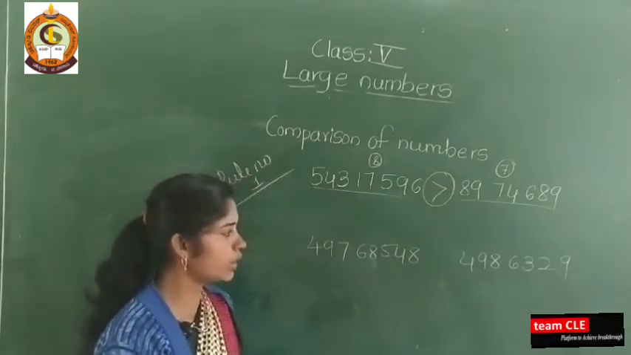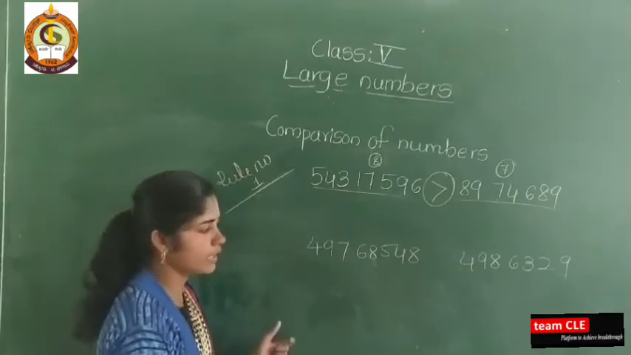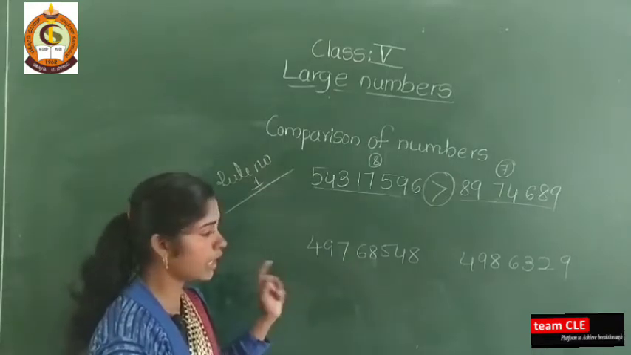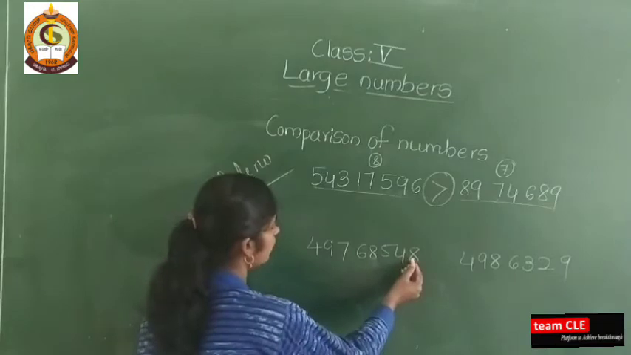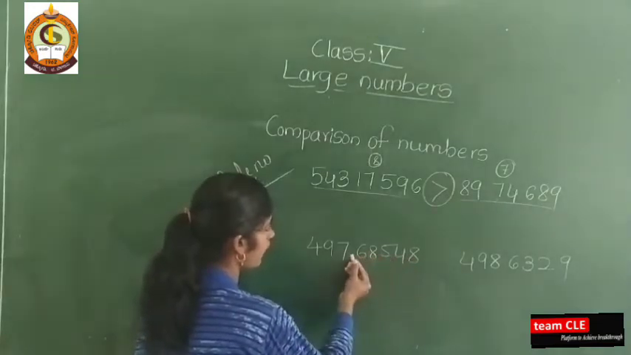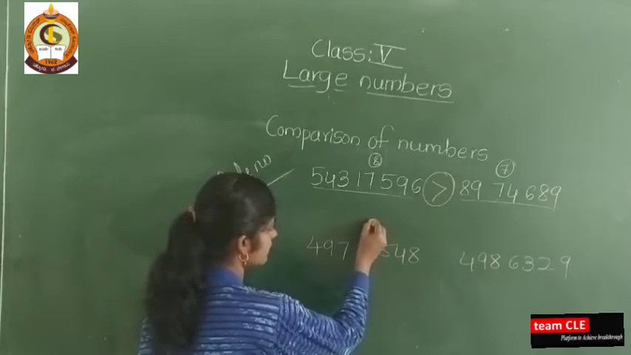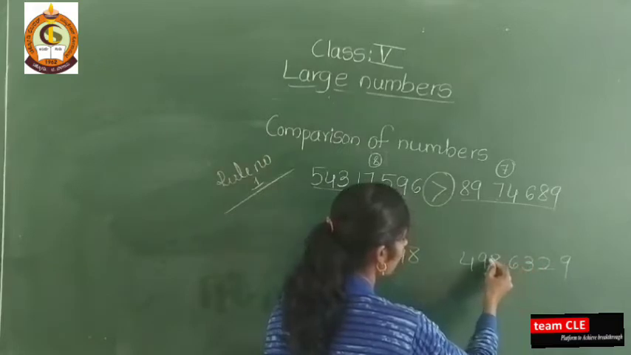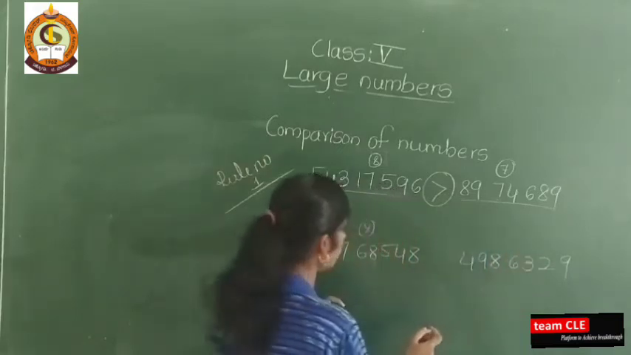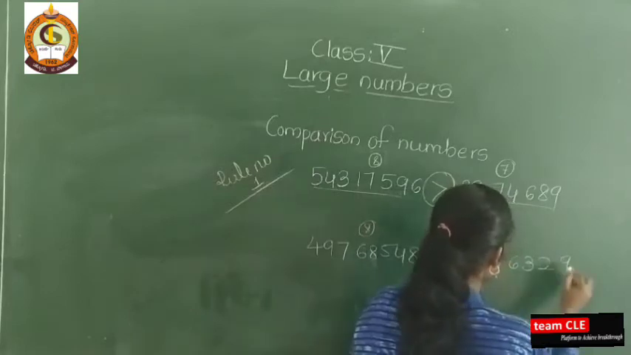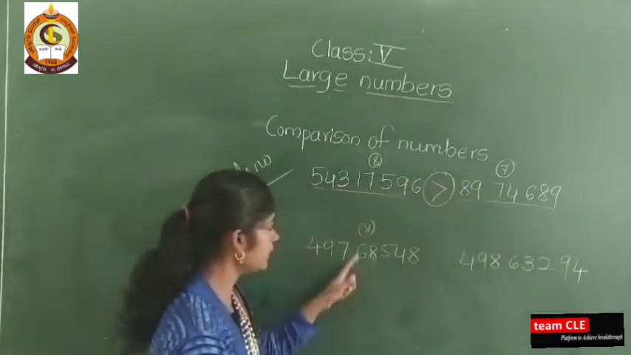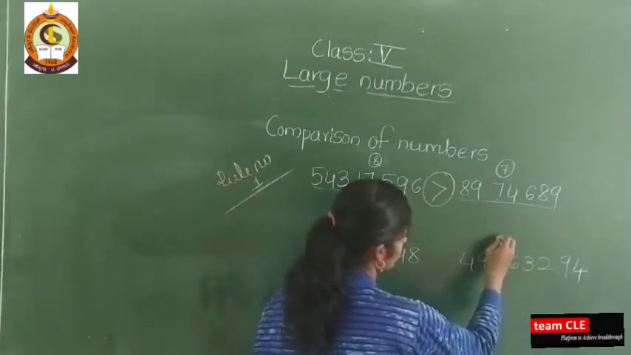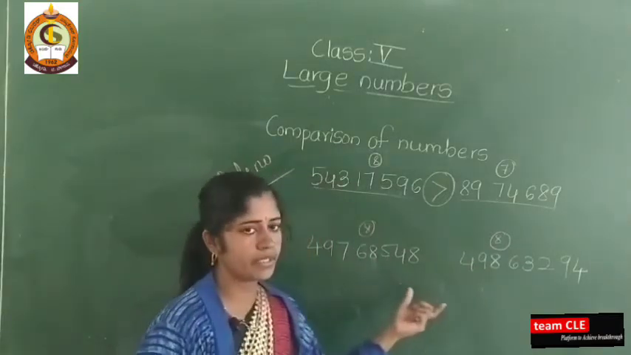Then next, rule number 2. So what is this rule number 2? Already you know, when you are comparing, you need to count the number of digits. Count here: 1 2 3 4 5 6 7 8. 8 digits are there. Next, 1 2 3 4 5 6 7. I will take here one more number, 4. Then see here also 8 digits: 1 2 3 4 5 6 7 8. Here also 8 digits, and here also 8 digits.